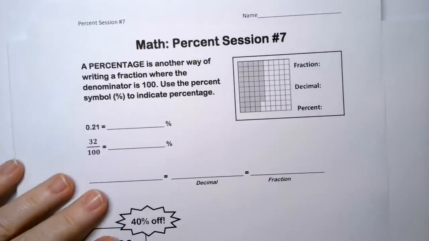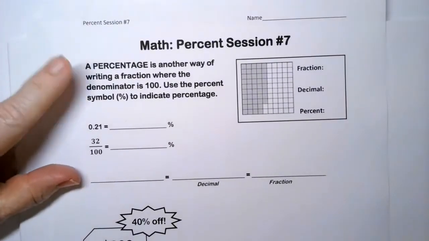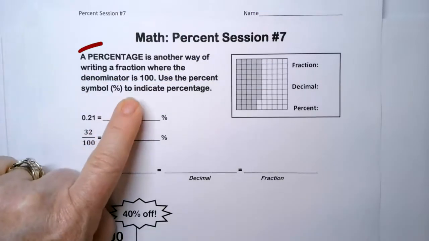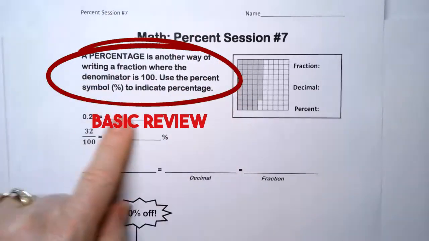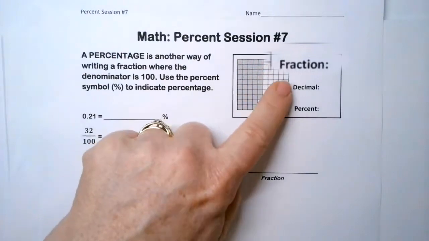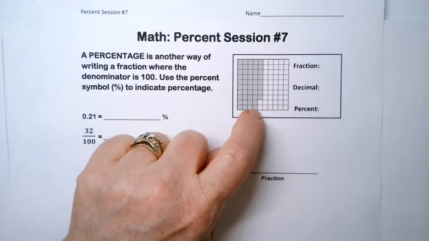All right, so percentage, this is the official definition. It's another way of writing a fraction where the denominator is 100. We use our percent sign to indicate percent. This is just a basic review. You should already know this, yes? Good. Write me the fraction, decimal, and percent of this picture. Can you do that really quick?